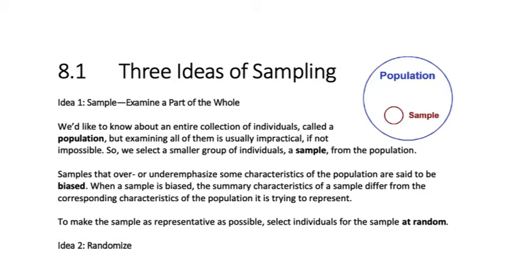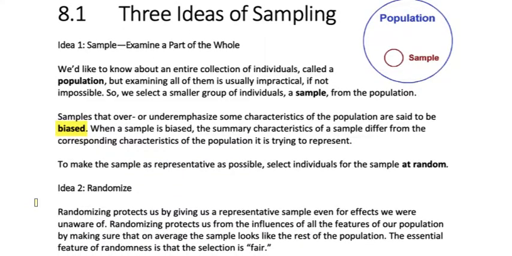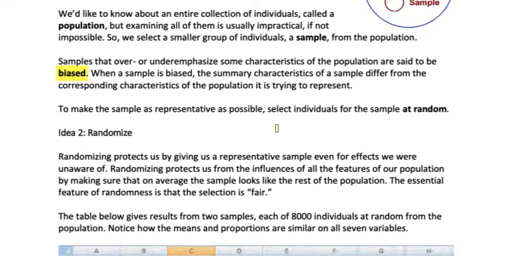So what we do is we select a smaller group of individuals, which is called a sample. Now what we don't want to do is we don't want our sample to over or underemphasize some characteristics of the population. That's called bias. We don't want our sample to be biased. So we want our sample to accurately represent the population. And in order to do that, what we need to do is select individuals at random. Selecting individuals at random is the best way to ensure that our sample accurately reflects the characteristics of the population.